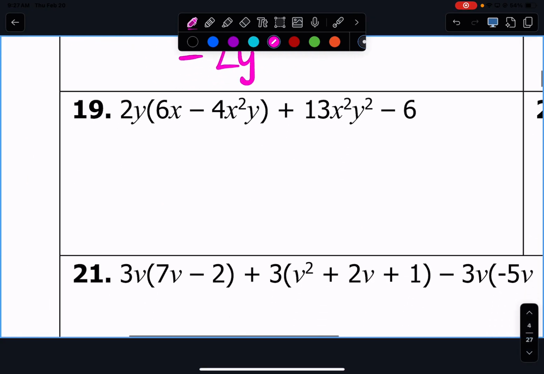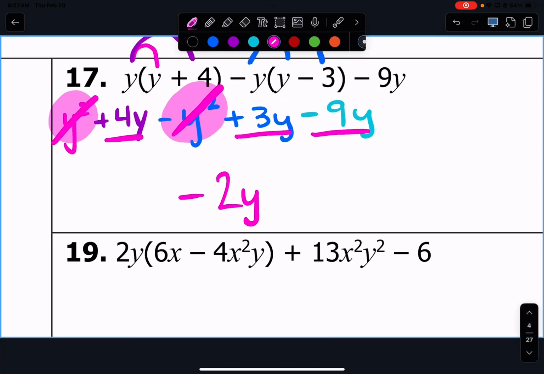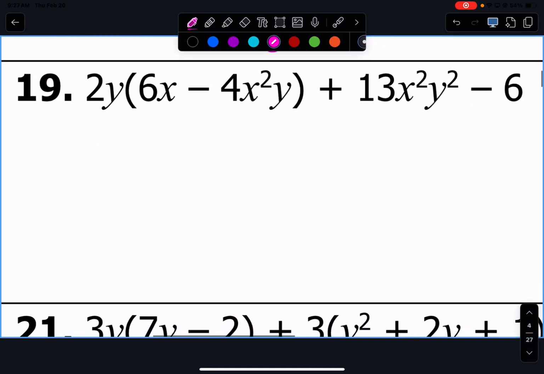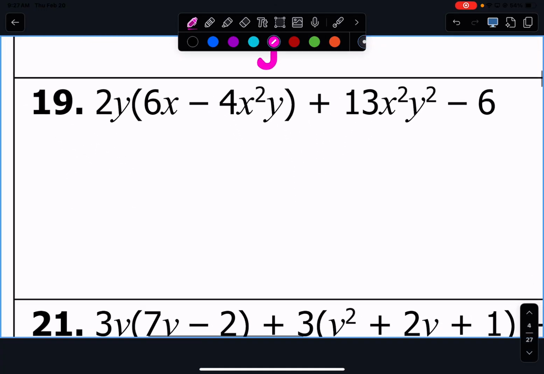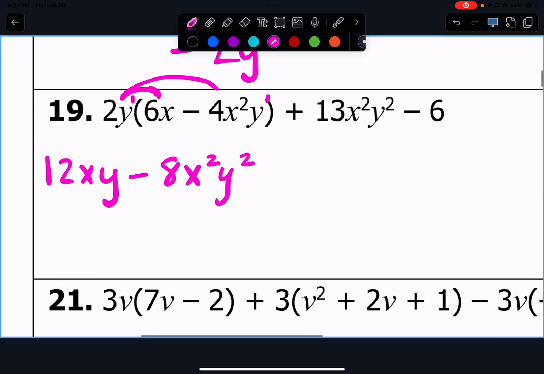All right. Number 19. We just simplify once we get it all distributed. Okay, number 19. 12xy, because that's what we get for doing that. Negative 8x squared y squared, because both of those y's have a 1, so 1 plus 1 is 2. Then I bring down everything else.